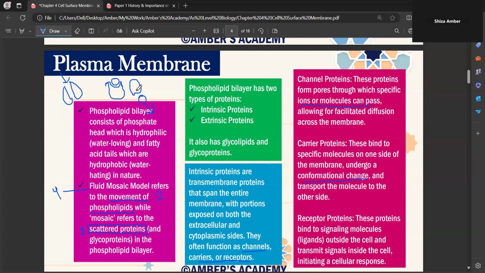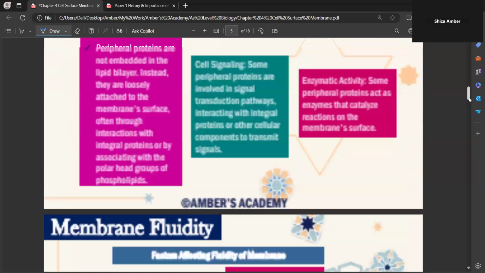Then we have receptor proteins. Receptor protein is also a type of intrinsic protein, and I'm not discussing the concept of signaling right now because we'll discuss signaling deeply in the upcoming slides. We have this whole subtopic of cell signaling. Slightly technical, but let's discuss it here as well. Receptor proteins bind to signaling molecules, which are ligands outside the cell, and these transmit signals inside the cell, initiating a cellular response. Let's discuss this part when cell signaling comes, because this is slightly technical. We'll come back to it after doing a few slides.